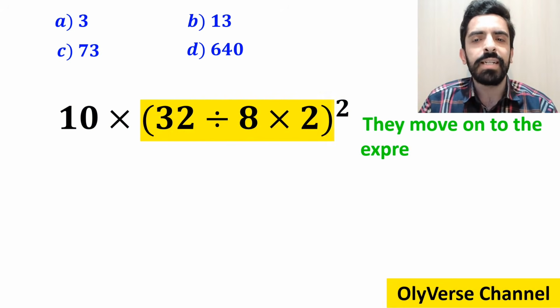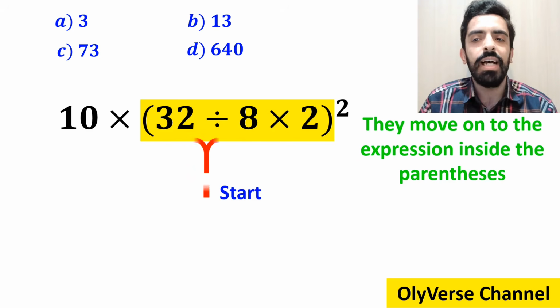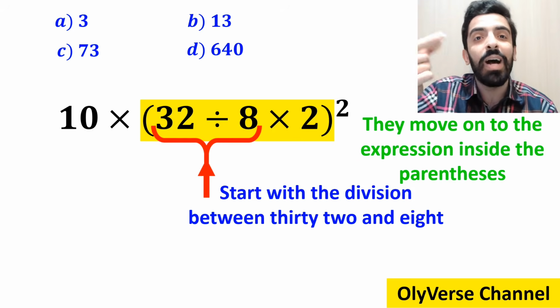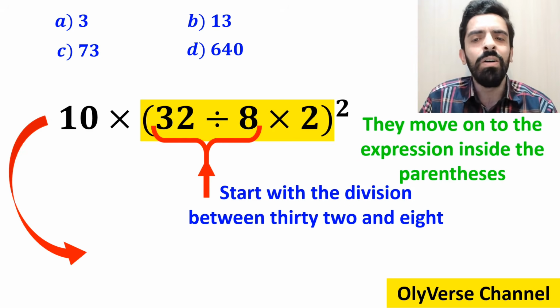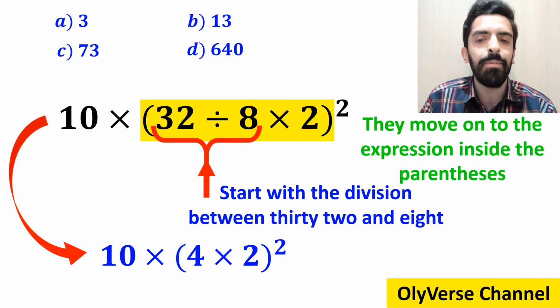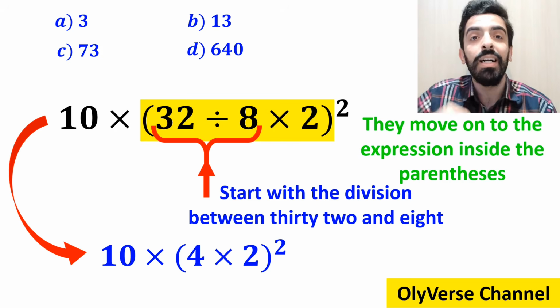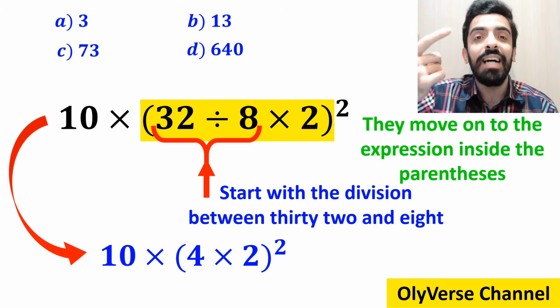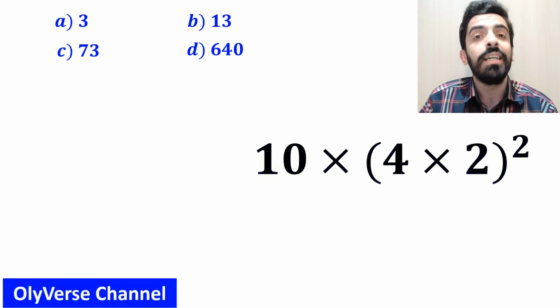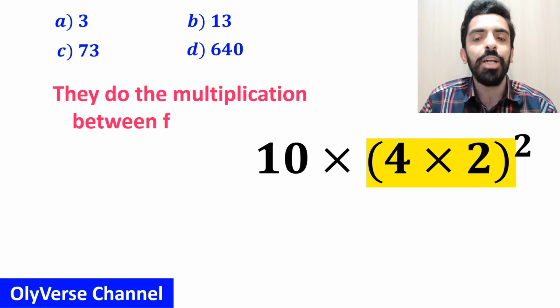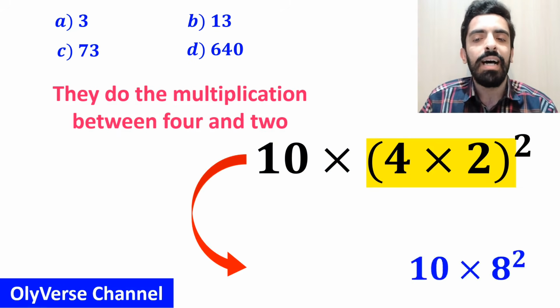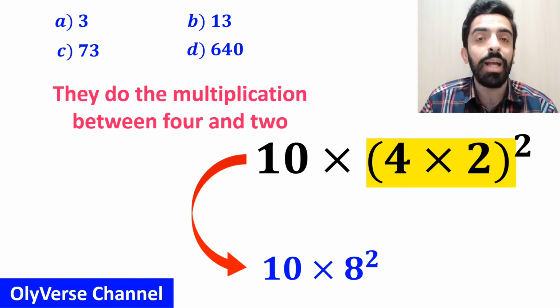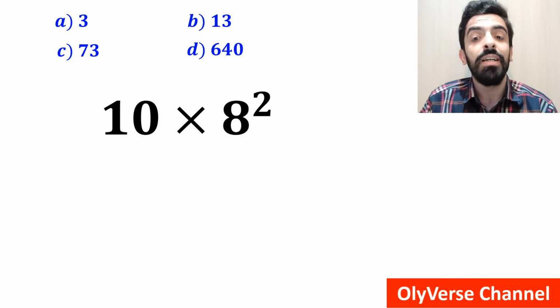Then, they move on to the expression inside the parentheses and solve the division between 32 and 8. So, they simplify this expression to 10 multiplied by (4 times 2) all squared. Next, they do the multiplication between 4 and 2 and write this expression as 10 multiplied by 8 squared.